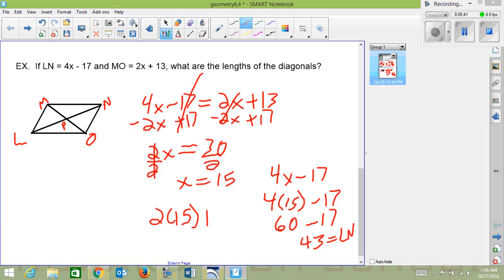2 times 15 plus 13. 2 times 15 is 30. 30 plus 13 is 43. That's a good thing because they have to be equal. So LN and MO are both 43 across.